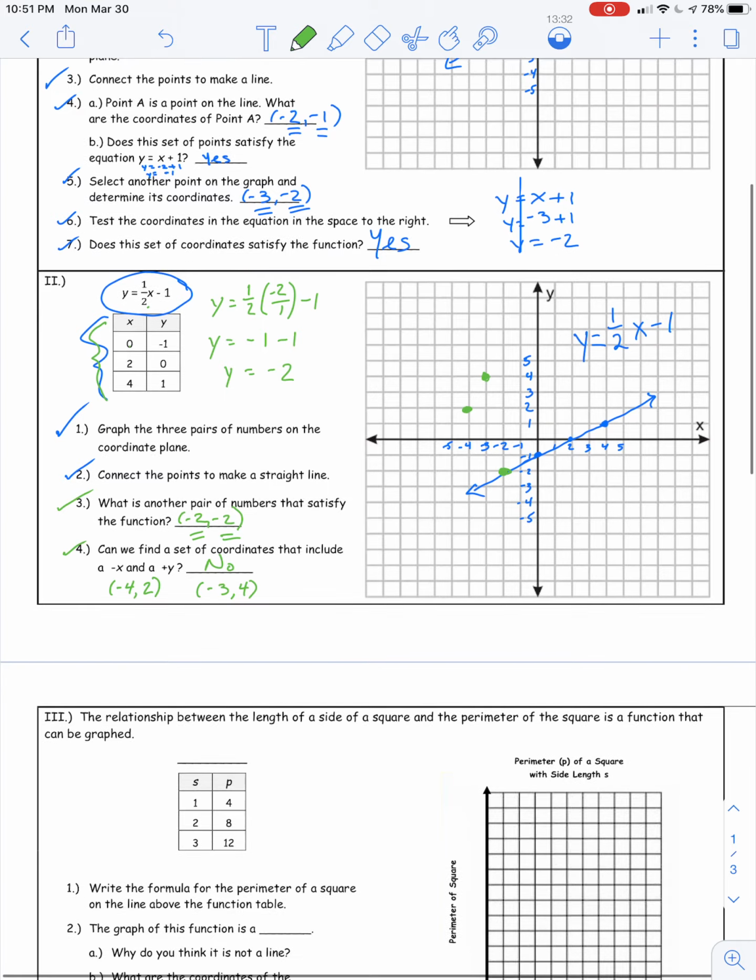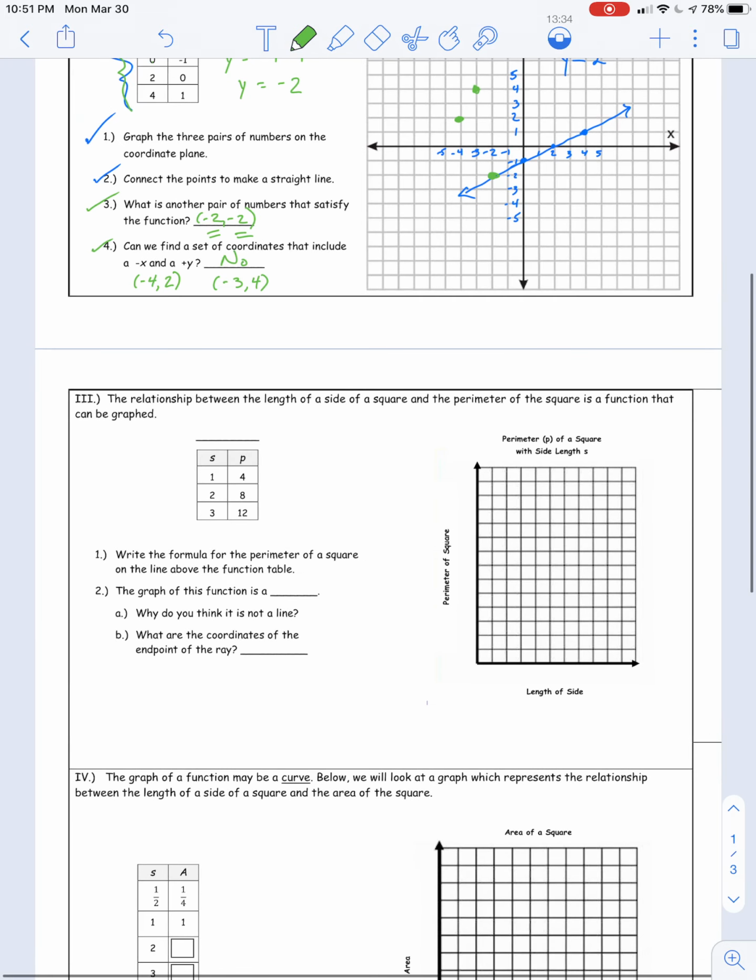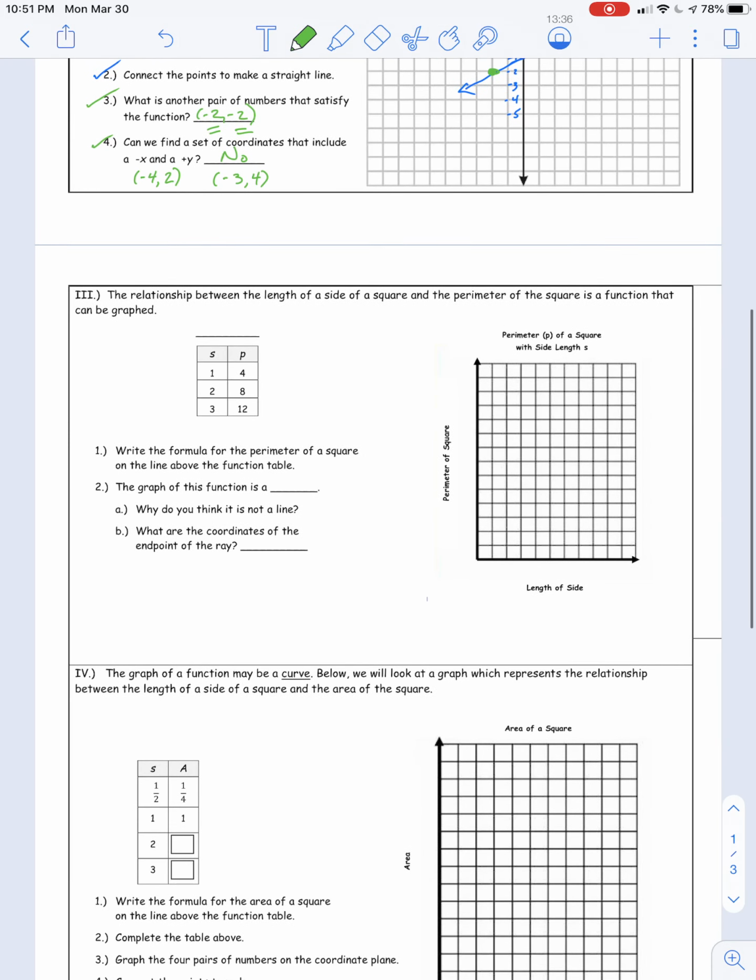Okay, let's move on down to number 3. Now we're going to take a real life example here, and we're going to see how we can make a comparison and look at a relationship between the length of a side of a square and the perimeter of a square. And we're going to graph the function of it and see how it turns out. Let me grab my blue pencil.